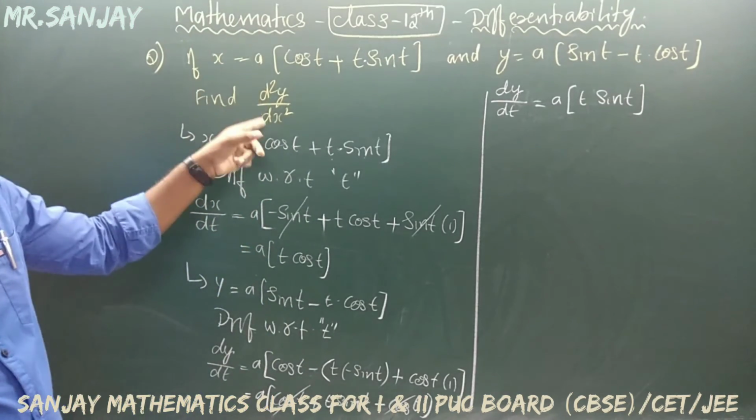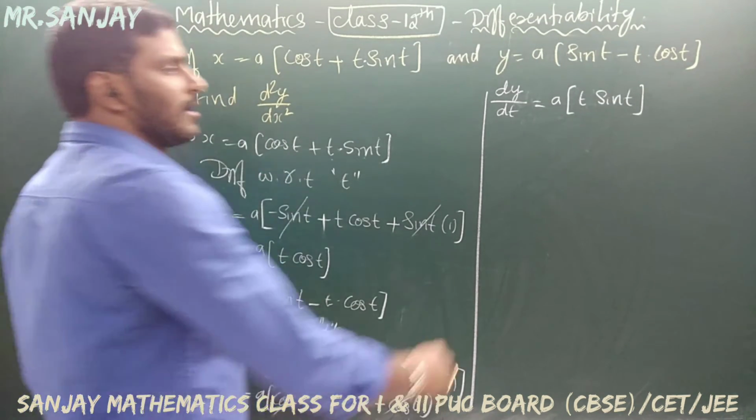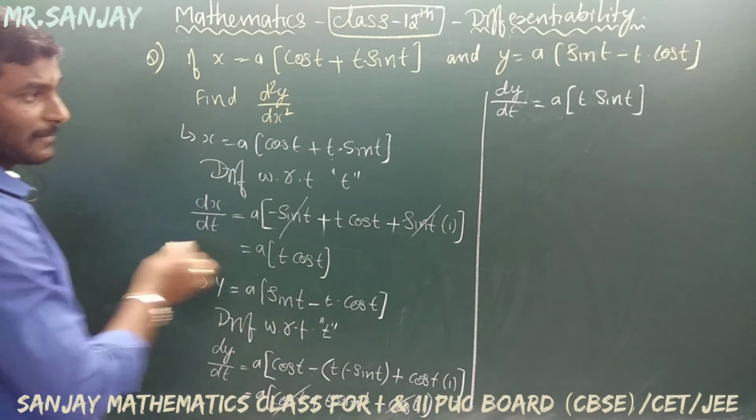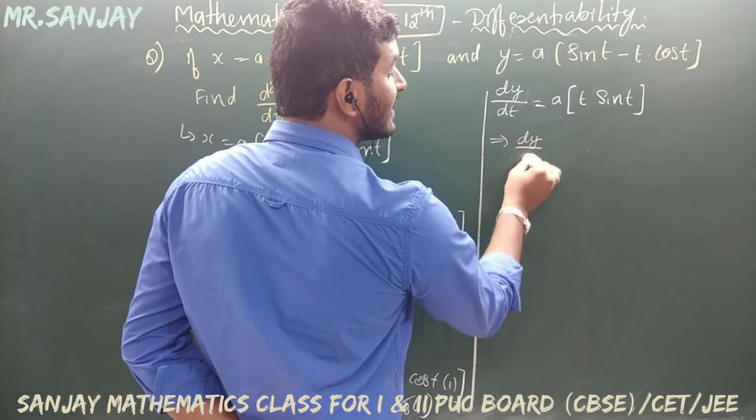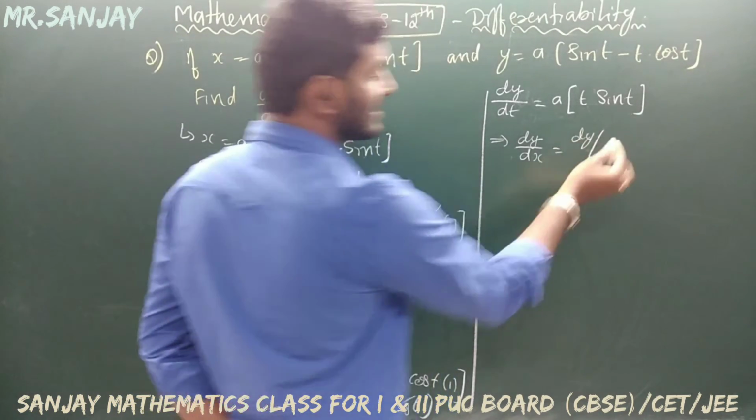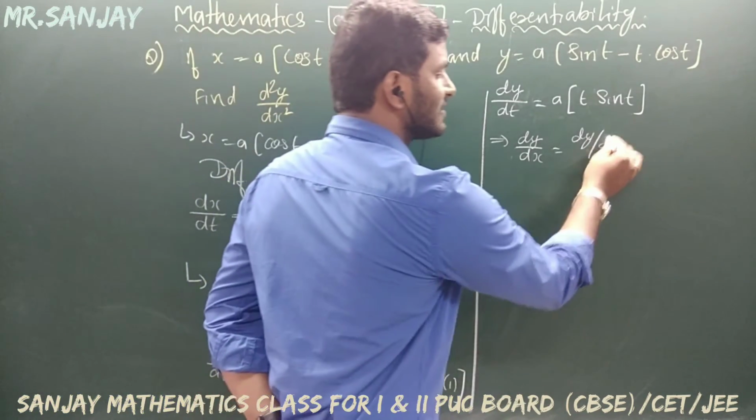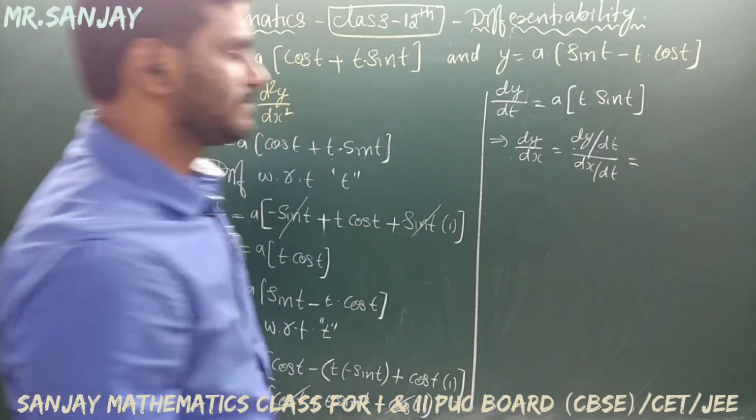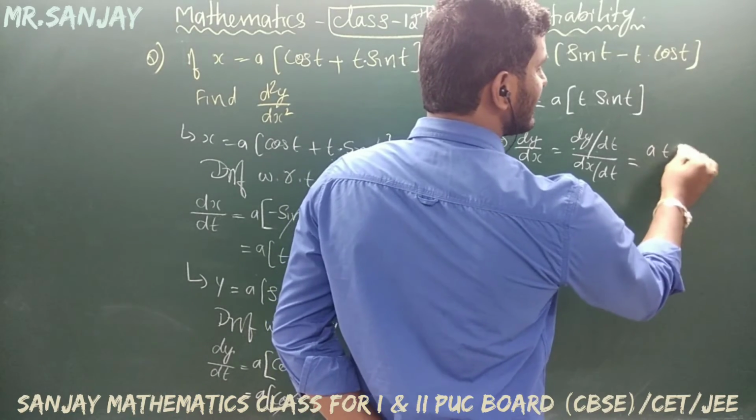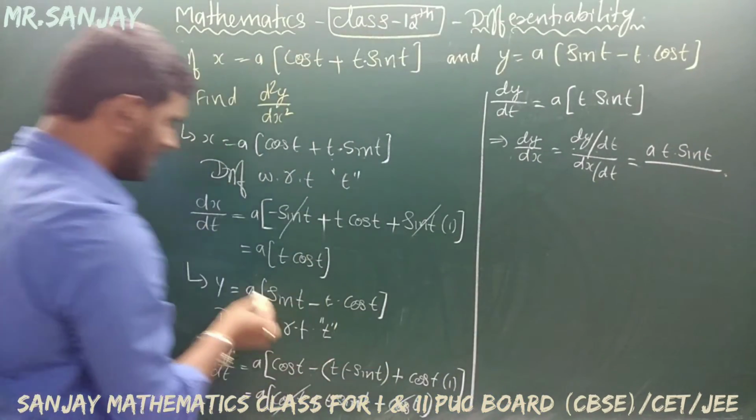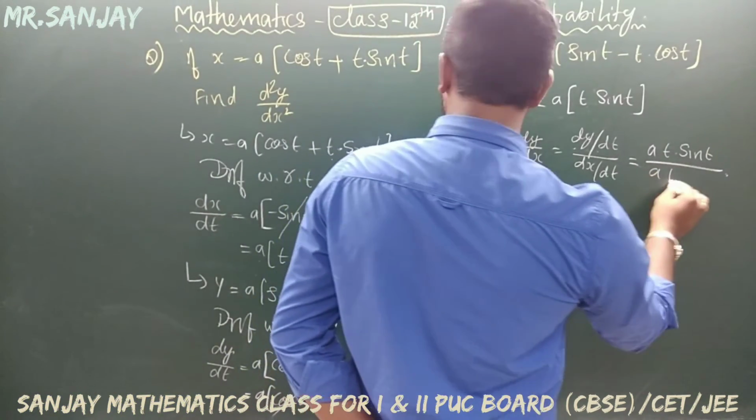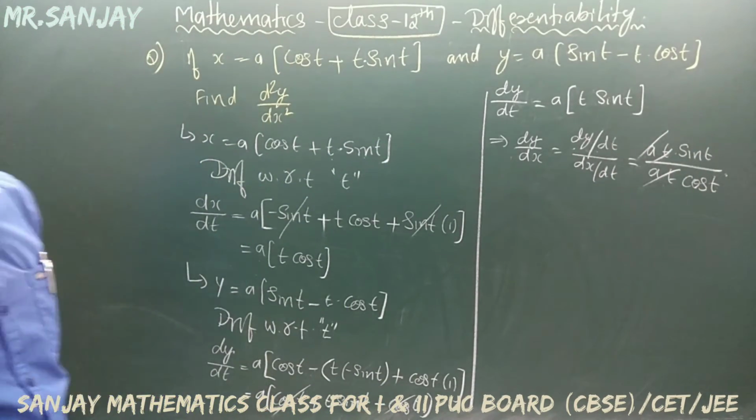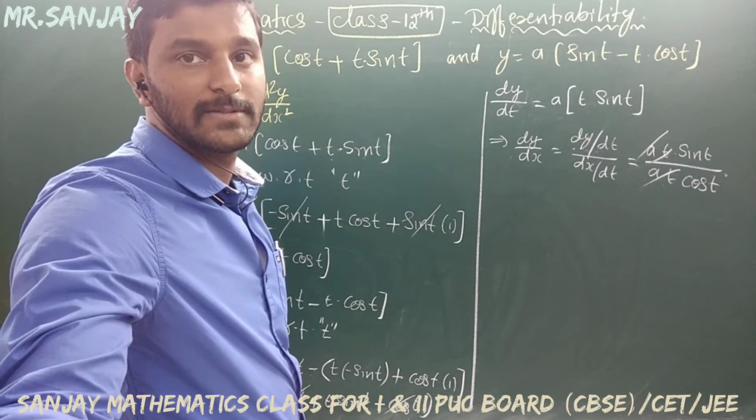But we have to find d square y by dx square. Correct? So we got the dy by dt and dx by dt. First find out the dy by dx. How do you define the dy by dx? Third variable: dy by dt and dx by dt, and that is equal to a into t sin t divided by dx by dt, a into t cos t. Any doubts? The a and a get cancelled, numerator, denominator. Any doubts?